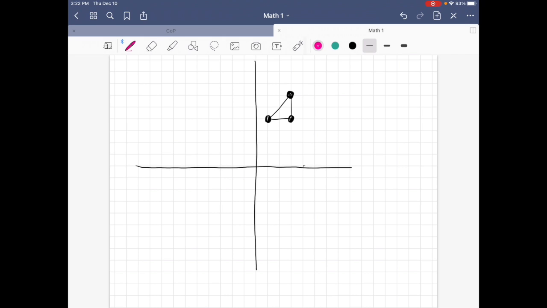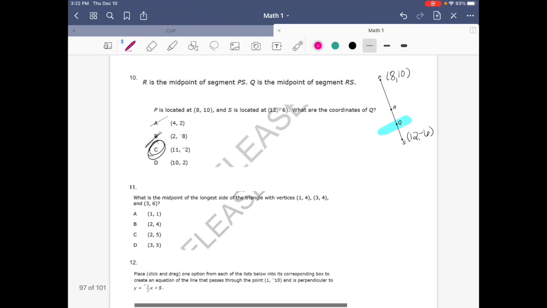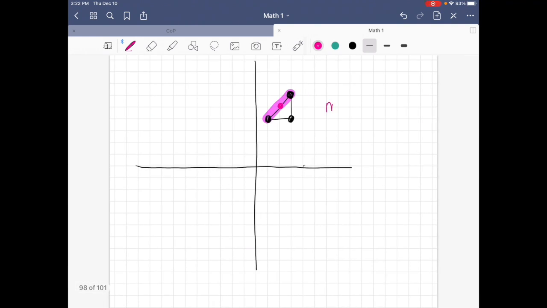All right, so it asked me what is the midpoint of the longest side. Well, you should be able to determine that this diagonal side is the longest side. So they want to know the midpoint of that, okay? So when I'm looking at it and I graph it, I could pretty much tell that the midpoint is going to be at 2, 5, which is right here. However, how can I verify that?